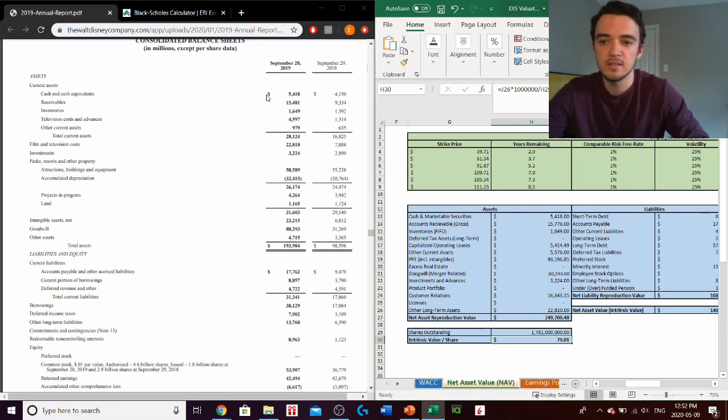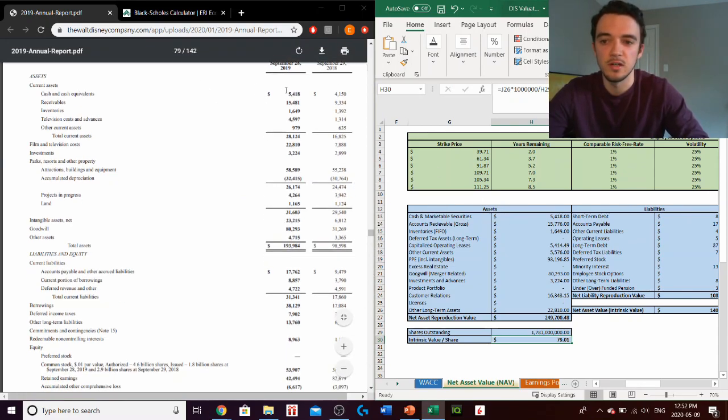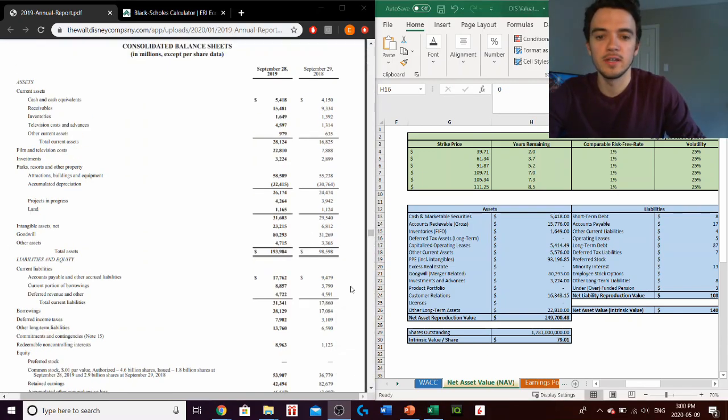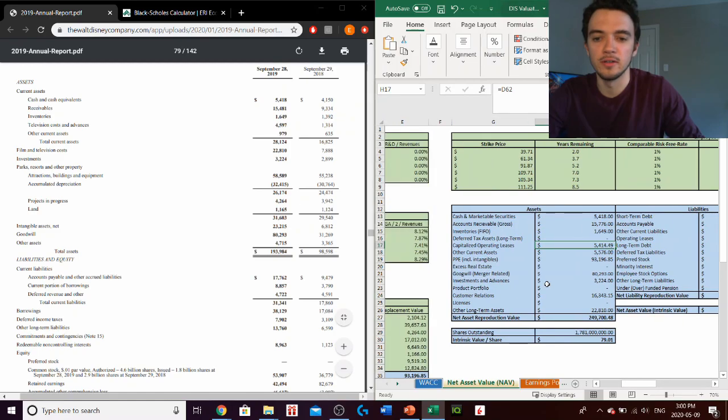So the current assets, so the cash and marketable securities I just took from here. Same with receivables, except I added back the allowance which they had in the notes further down in the annual report. The inventories are used FIFO, so I used the book value. And then other current assets right here, I just summed these two remaining current assets. And next we're going to take a look at the capitalized operating leases.